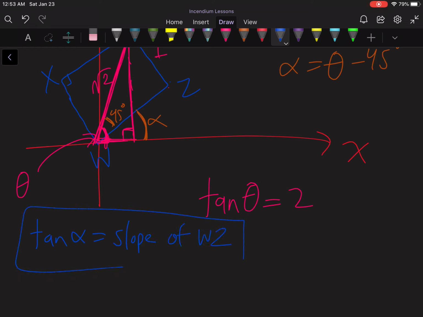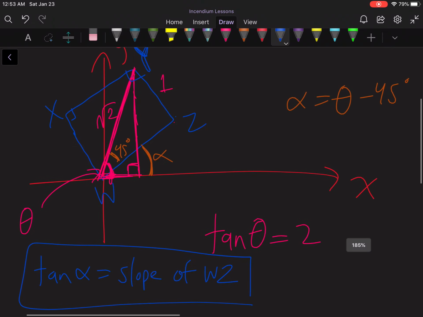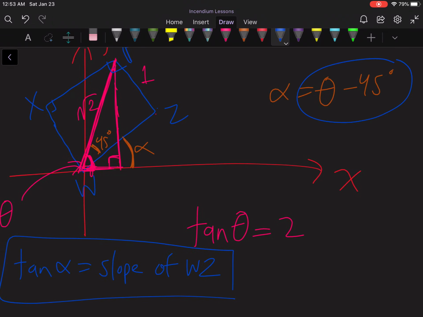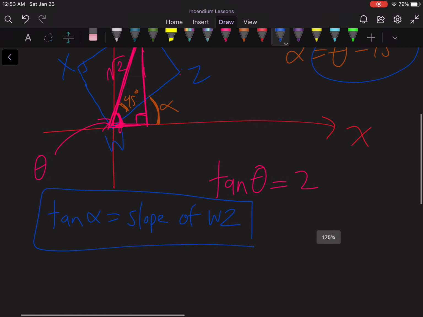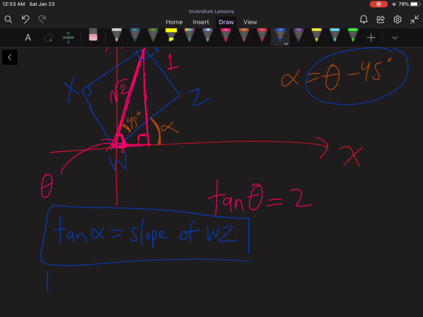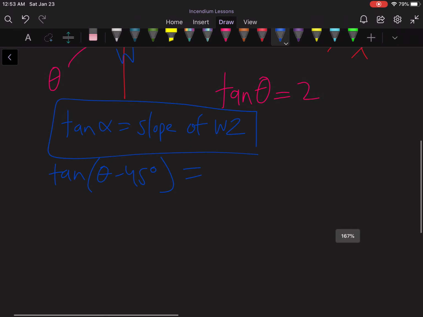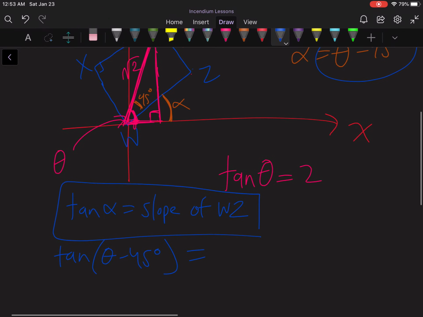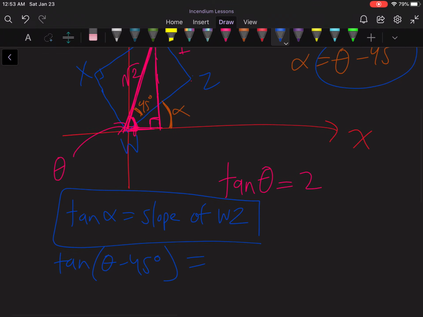So this is very interesting, because now we know from here what alpha is, at least in terms of theta. If we plug that in, tangent of theta minus 45 degrees equals what we're looking for. This is our answer, well, this is the slope of WZ, which is basically our answer. It makes the question trivial from there. But the question remains, how on earth do we find this? Because we don't know what tangent of theta minus 45 is, but we do know what tangent of theta is. Tangent of theta is 2.